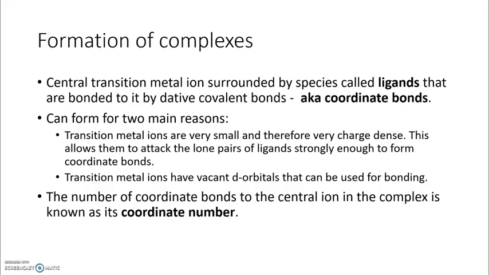Okay, last thing to note at this stage is that the number of coordinate bonds around a central transition metal ion is referred to as the coordinate number of that complex. It doesn't refer to the number of ligands, it refers to the number of coordinate bonds. Important to get that distinct. So you could have a complex with 4 ligands in it, but if there are 6 dative covalent bonds, then the coordinate number is 6, not 4.